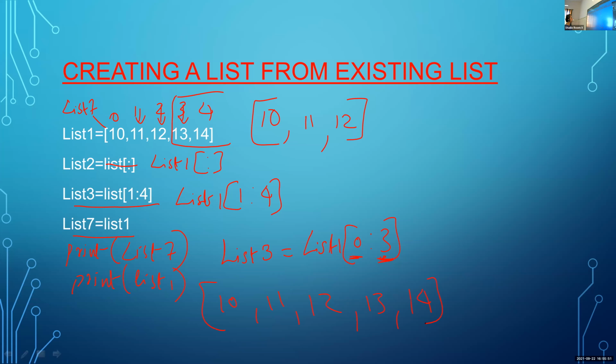Okay. So here the start value is 0, the stop value is 3. So the output is 10, 11, 12.